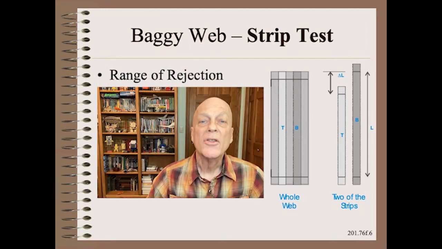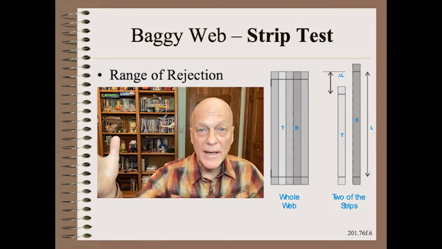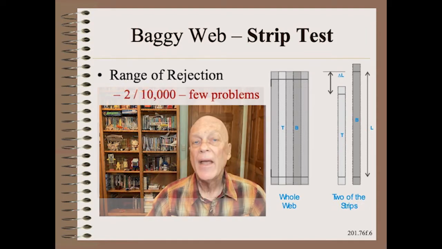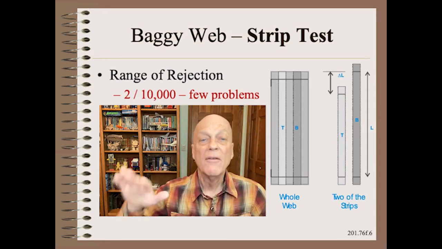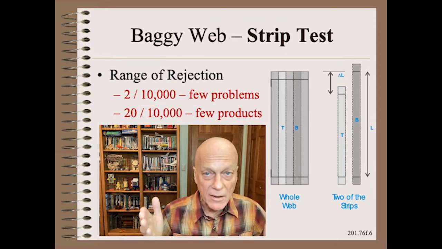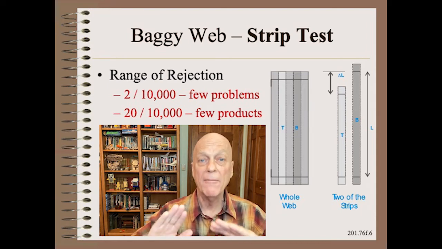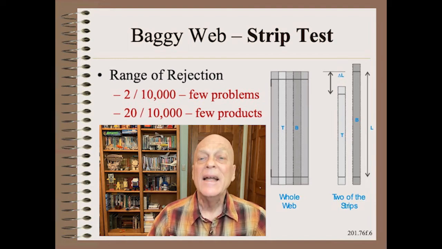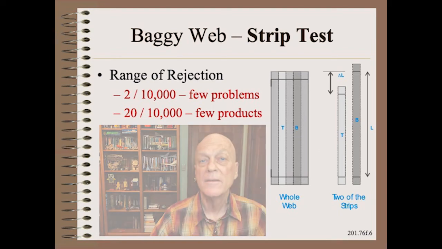In any case, the range of rejection is remarkably small given the wide range of webs and web machines and web customers. At 2 parts per 10,000 length difference, you have very few problems. On the other hand, at 20 parts per 10,000 length difference, you have very few commercially saleable products. At the tight end might be paper printing, and at the loose end you might have polyethylene garbage bags.